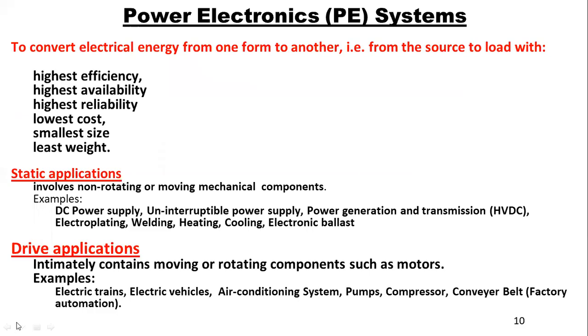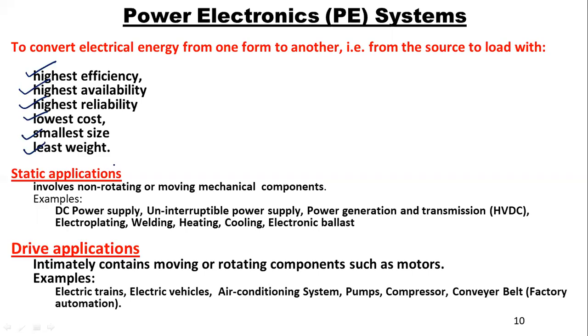So what exactly is a power electronic system? To convert electrical energy from one form to another. I have explained power and electronics separately. One is concerned about efficiency, one is concerned about distortion. So power electronic converters, all together, are highly efficient, highly available, highly reliable, lowest cost, smaller size, least weight.